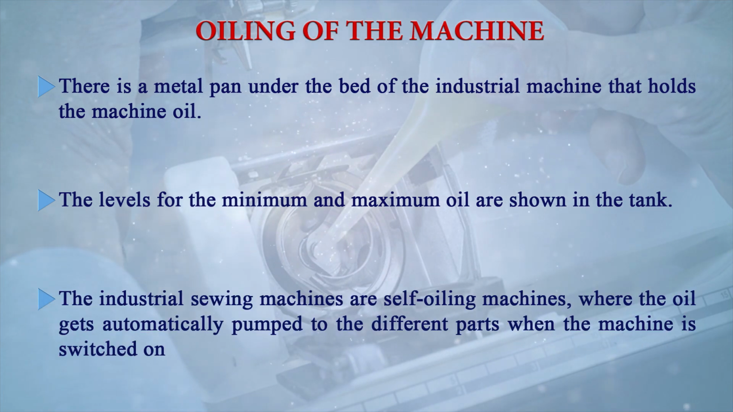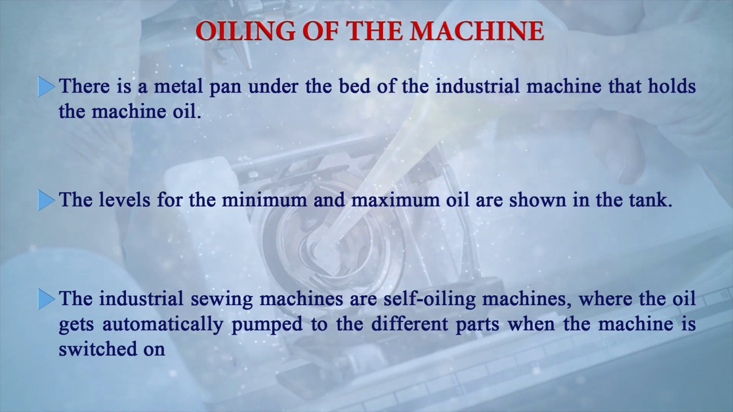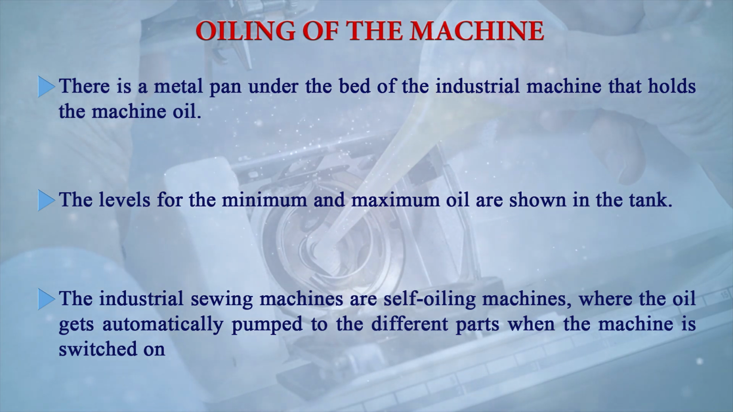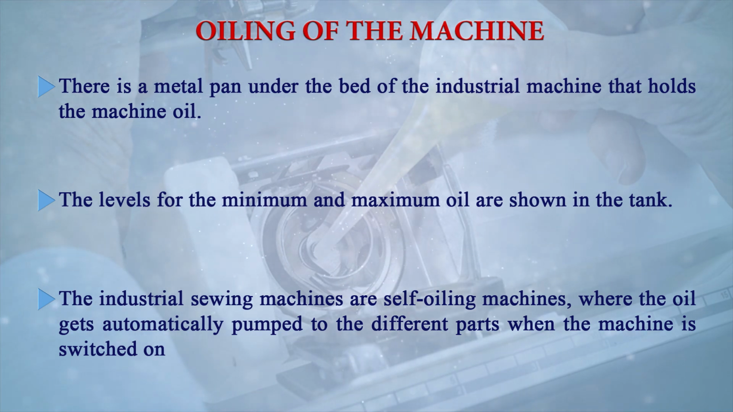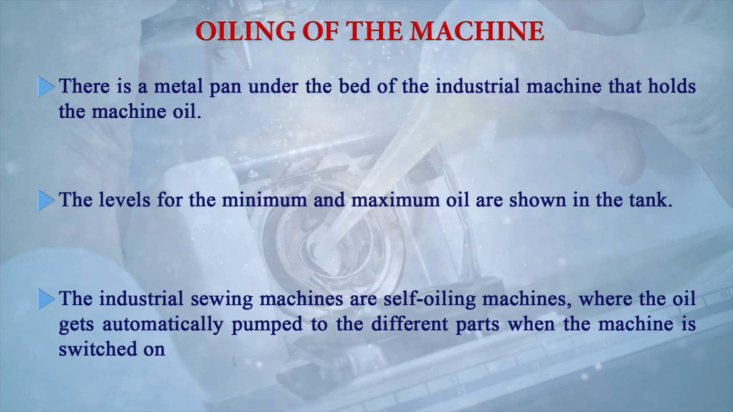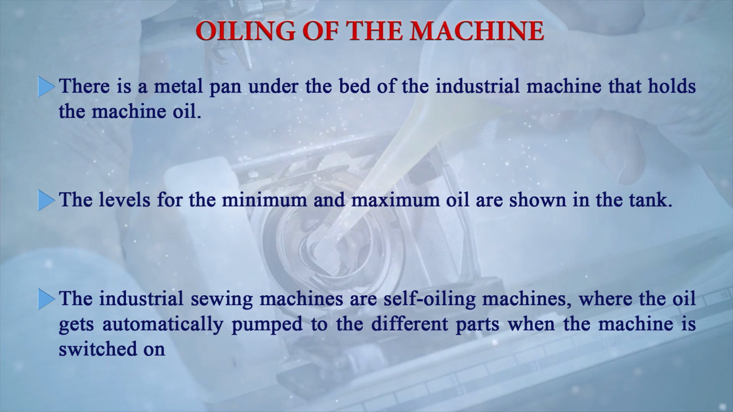The industrial sewing machines are self-oiling machines, but for the domestic machines that we use at home, we have to oil particular parts of the machine, and we go for the smooth sewing process where the oil gets automatically pumped to different parts, and then the machine is switched on and we start the sewing process.